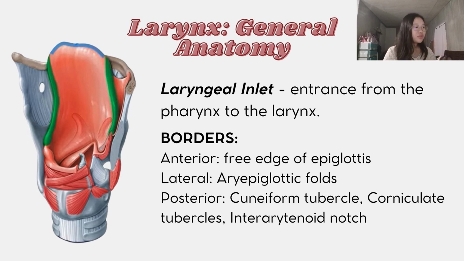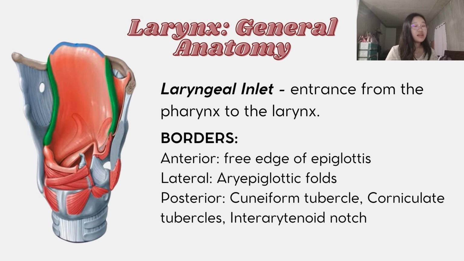As you can see, yung borders sa anterior, yung free edge of epiglottis, you can see the blue line. And sa lateral naman, yung aryepiglottic folds, which is yung green line. Yung posterior is the cuneiform tubercle, corniculate tubercles, and interarytenoid notch, which is nandito siya sa babang part. However, hindi siya highlighted, but nasa babang part siya, nasa left side, and nasa baba banda.